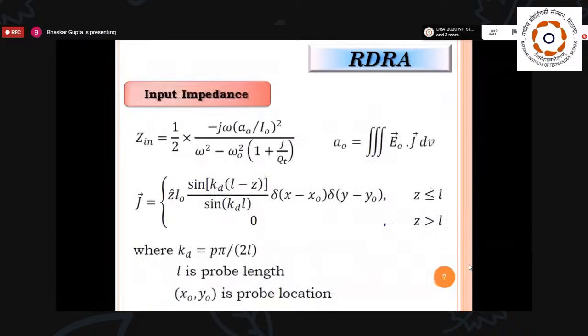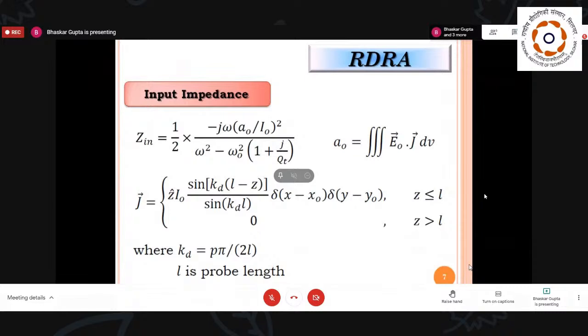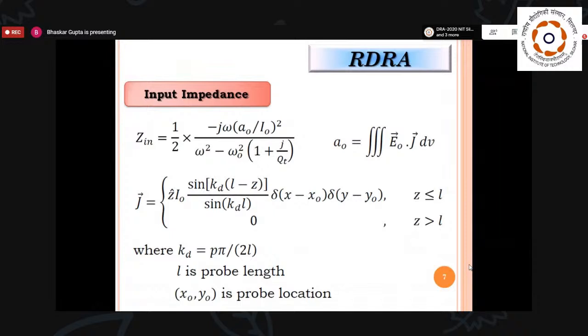We also computed the input impedance. These are standard relations. You know, the current on the probe was first modeled as is shown here. And from there, the input impedance was computed in the standard way. So every term is explained here. Some of the terms are obvious, so that's why they are not given. QT is the total quality factor. Omega naught is the complex resonant frequency. More or less, people familiar with circuitry and electromagnetics are well familiar with this.